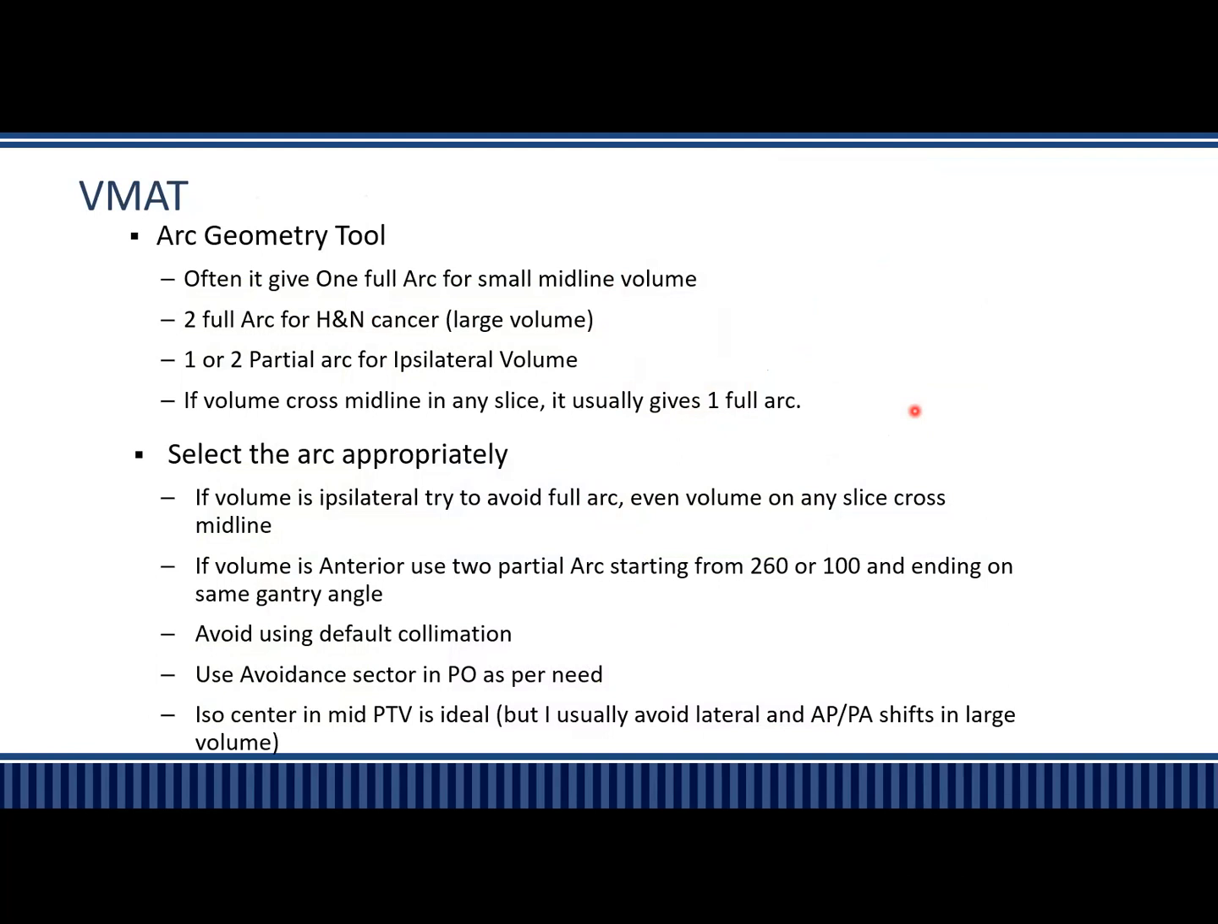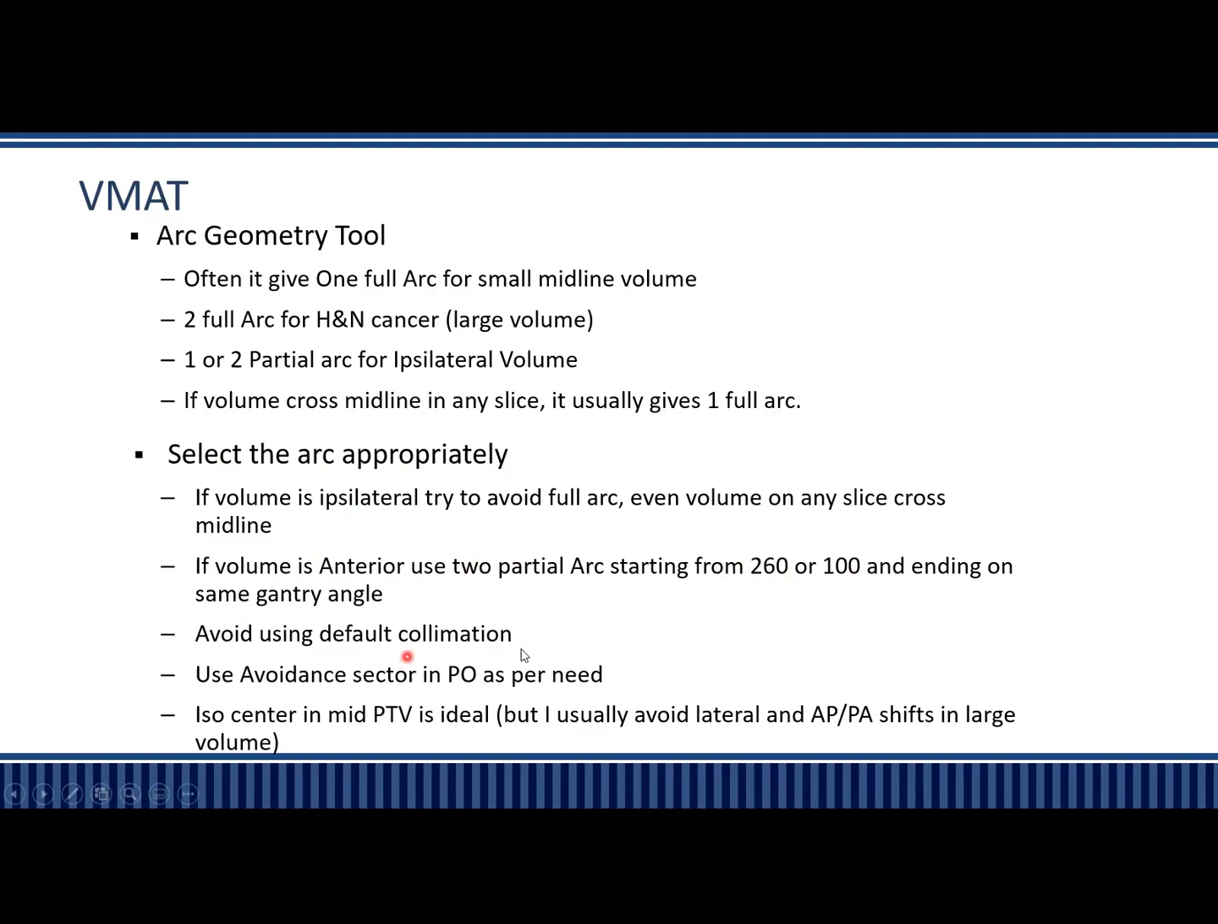If it is an ipsilateral volume, or the volume is going more to the right side or left side, you can adjust your arc. So this is what I'm talking about. Select the arc appropriately, and also you can use partial arcs, and an avoidance sector could be used, 260 and 100, or ending on the same gantry angle. What it is talking about is that if you want to avoid the shoulders.